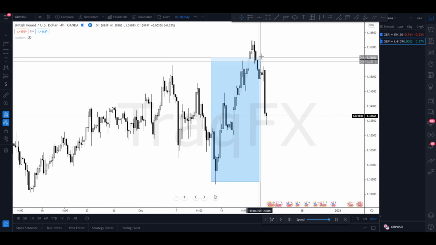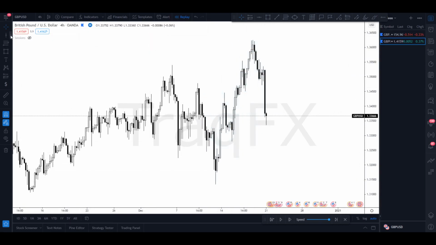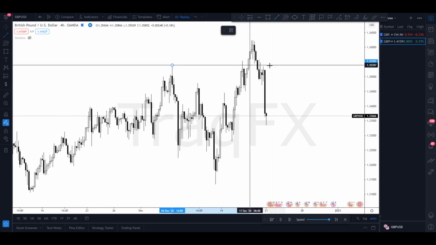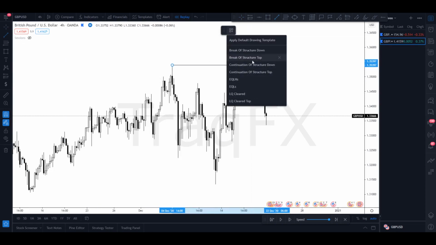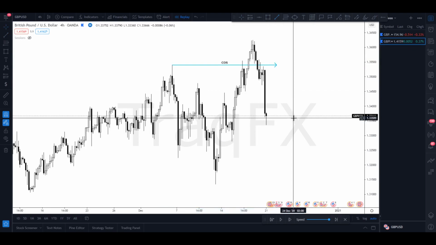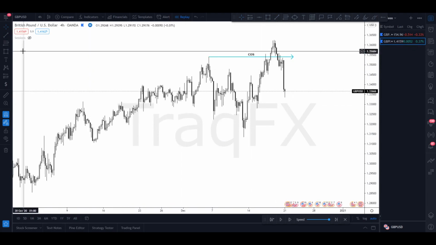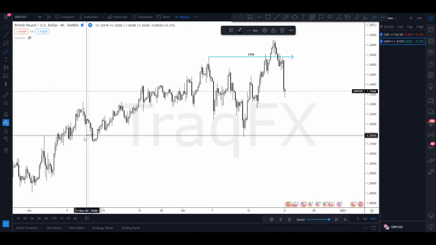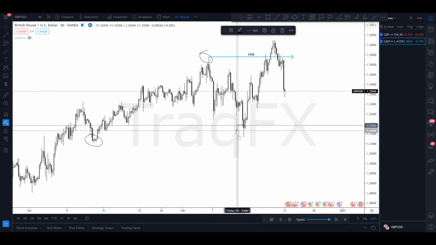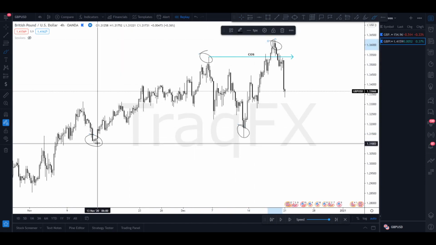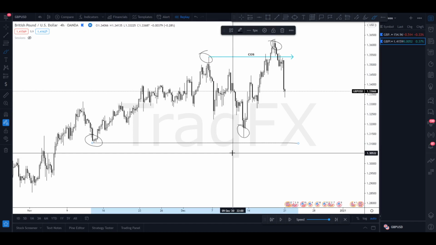What's interesting about this last expansion move up is that it broke the previous high right over here, and it gave us a newer high. This is called the continuation of structure, as you guys know. Structure wise, we are in a bullish moving market. Like I said, we have a low, a high, a higher low, and then a higher high. If the market were to break below this low over here, then we would consider ourselves to be bearish, but until that happens, we're still bullish.